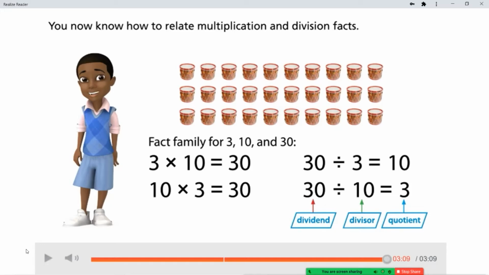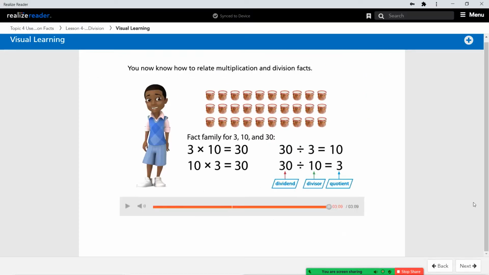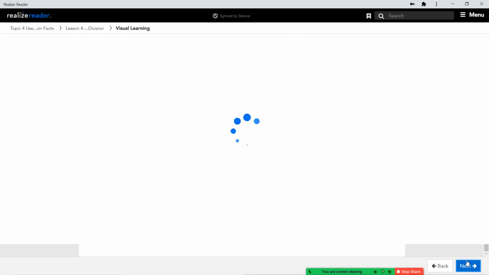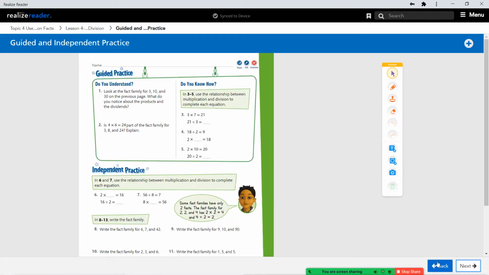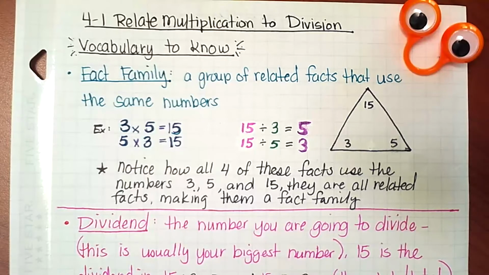All right, now that we've finished with our video, we're going to take a look at some of our notes before we get into our guided practice question. We learned that multiplication and division are opposites or inverses of each other. So when we go through our notes, first we're going to get down some of our important vocabulary words. So we put our title at the top, relate multiplication to division, and we wrote down some important vocabulary words that we need to keep in mind while we go through our lesson.